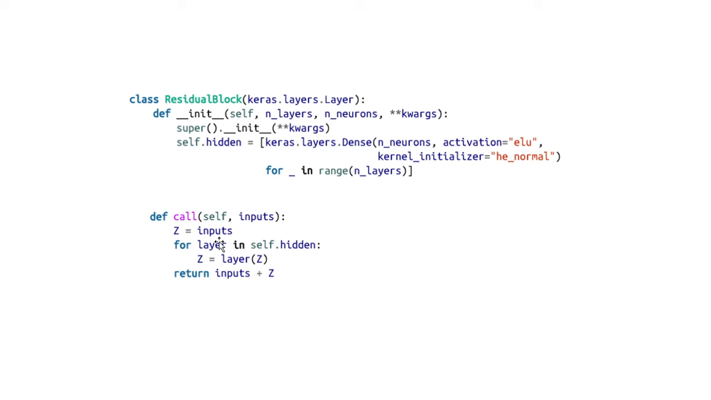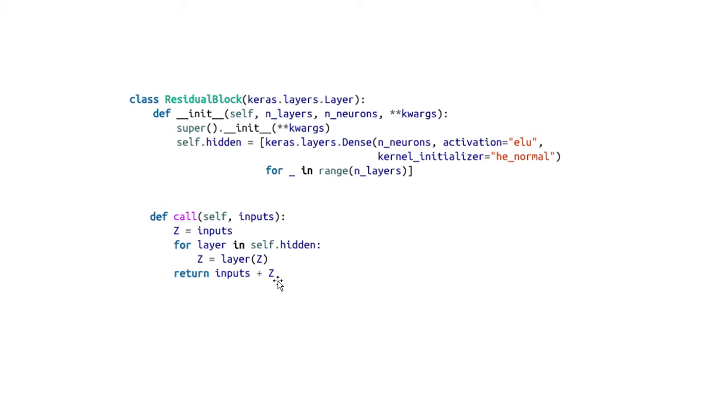In the call method, we would just assign the inputs to z, and then for each and every for loop, we are going to call self.hidden layers to create the hidden layers, and then do the summation of inputs plus the output of the last hidden layer. Now we have created a residual block.